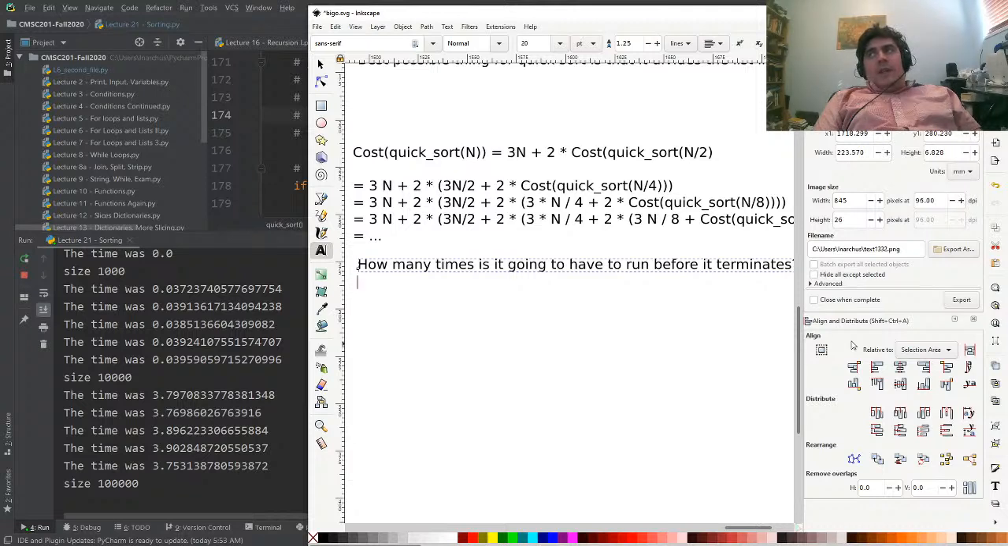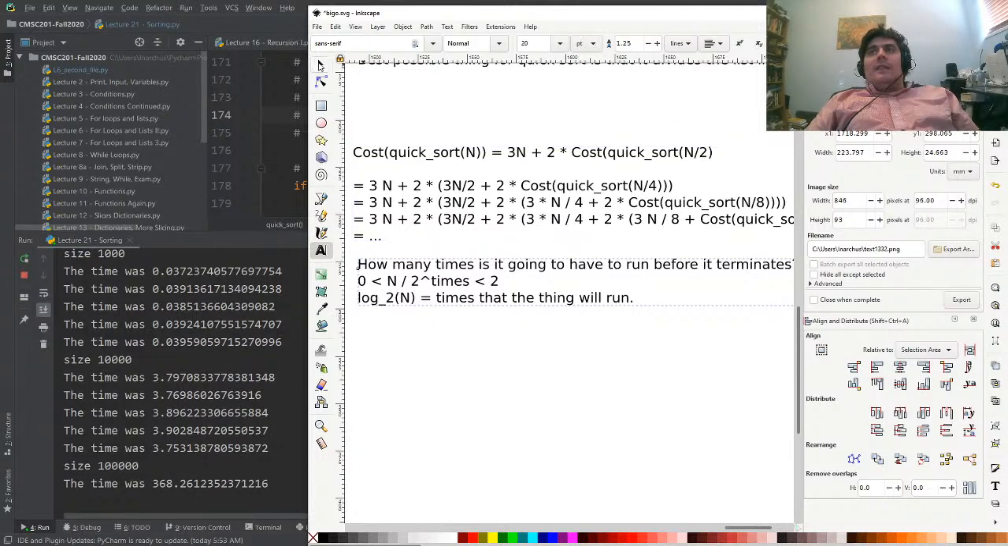The answer to that question is that if it's going to divide in half each time, then we're just looking for the time when n divided by 2 to the k, or maybe 2 to the t times, is equal to or approximately equal to 1. And by approximately equal, I just mean it's somewhere between 0 and 2. And so how do you find the solution to this? Well, you just take the log base 2 of n, and that'll tell you the number of times that this division process will run.